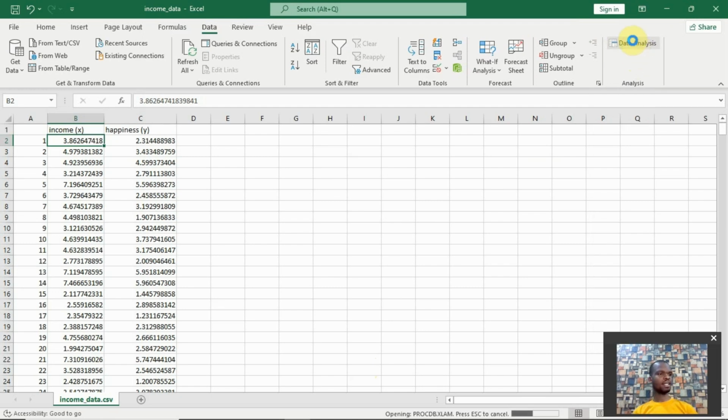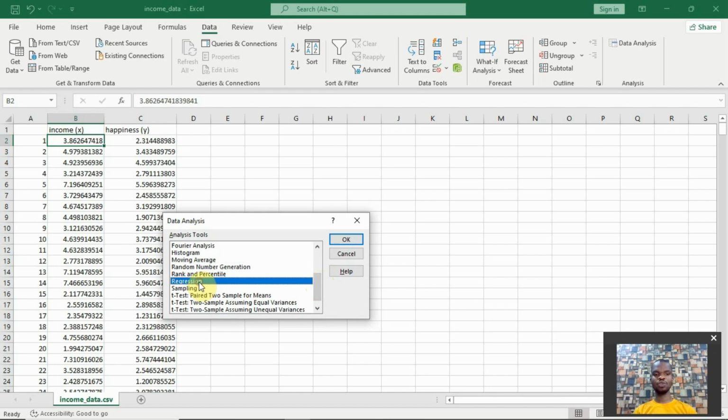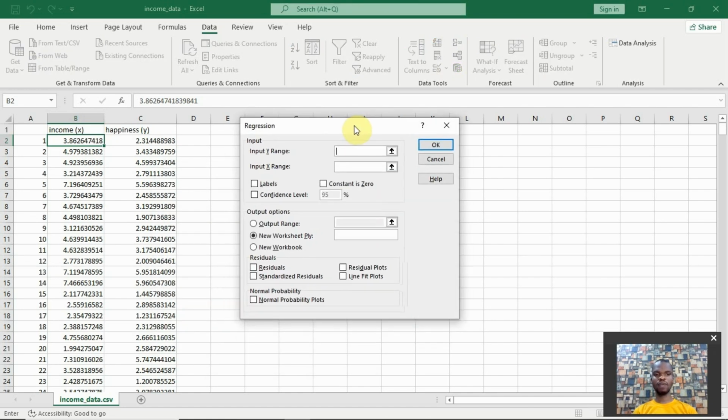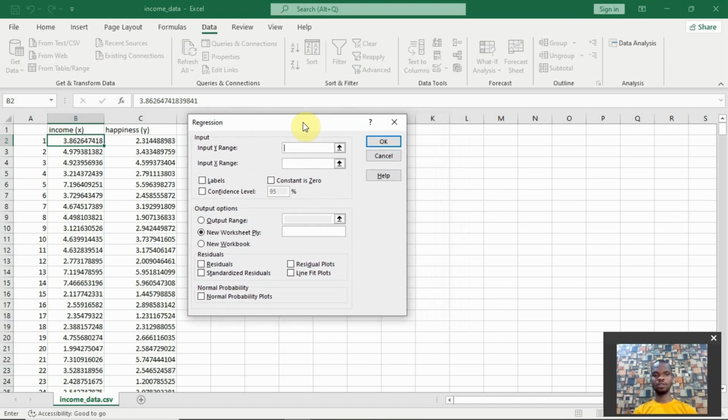So if I select data analysis, I have different statistical analysis that I could perform, statistical measure. But so we don't spend so much time on every other thing, we are doing regression analysis in this particular problem. So we select regression and we select OK. So I'm going to try to be a bit fast with the process because we don't want to spend all our time on this. Now input your Y range, which is your value to be predicted, your dependent variable.